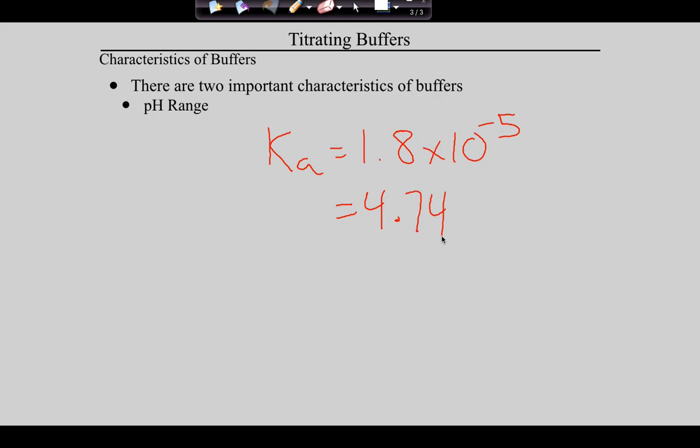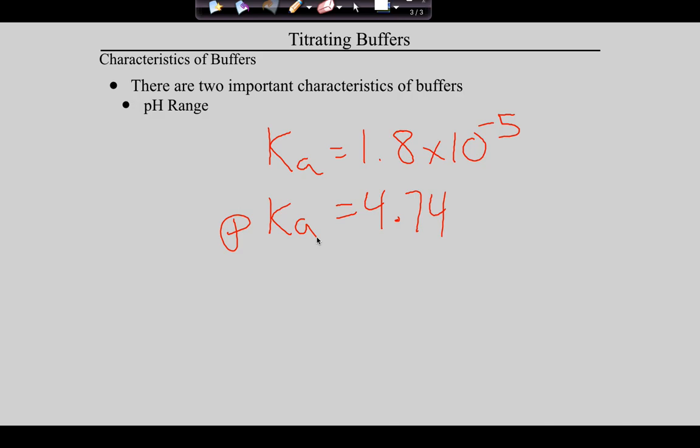Okay, so let's talk about what that means. So if acetic acid's Ka is 1.8 times 10 to the negative fifth, then pKa is equal to 4.74. But guys, what does that tell us about an acetic acid buffer? Tying back to what we just discussed, what does that tell us about an acetic acid buffer? Are you making the connections backwards?